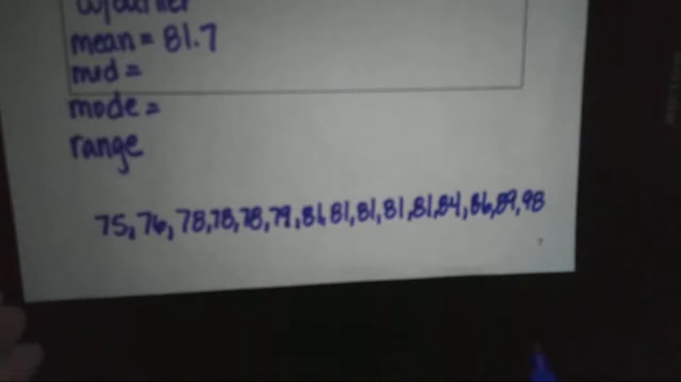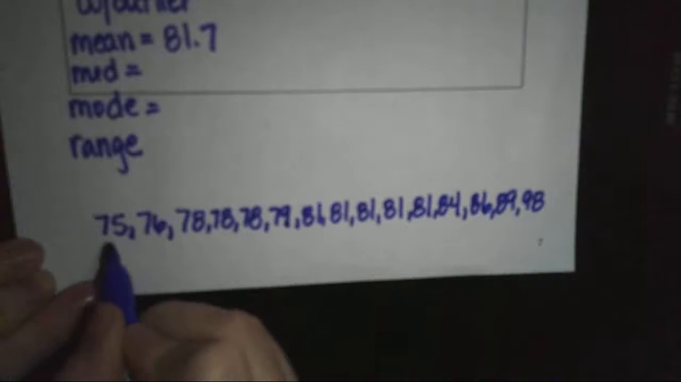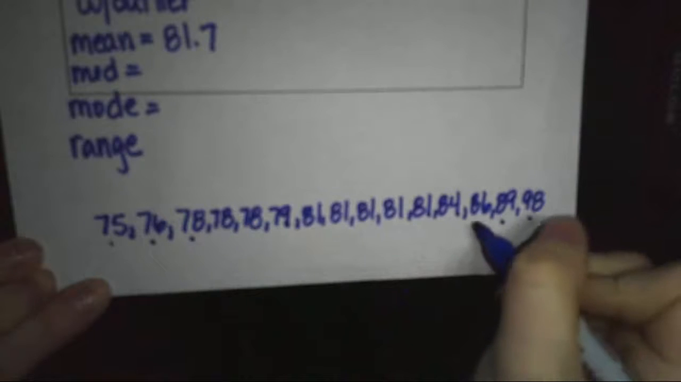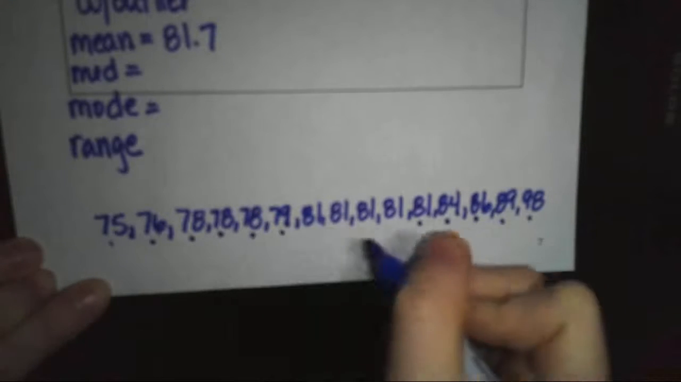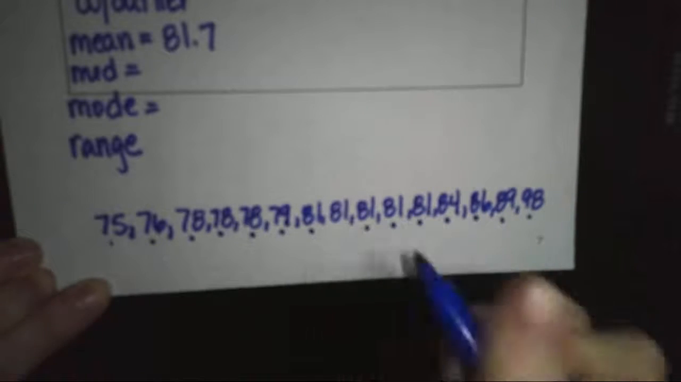Okay. To find my median, I'm going to get rid of the smallest and the largest. So smallest, largest, smallest, largest, smallest, largest, smallest, largest, smallest, largest, smallest, largest. Looks like my median is 81.